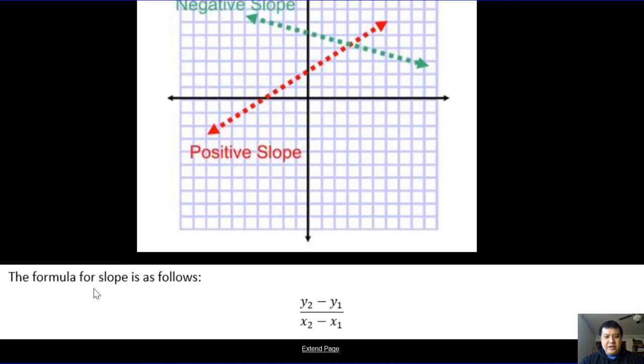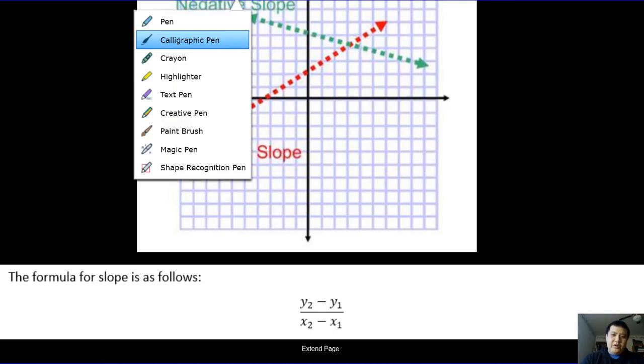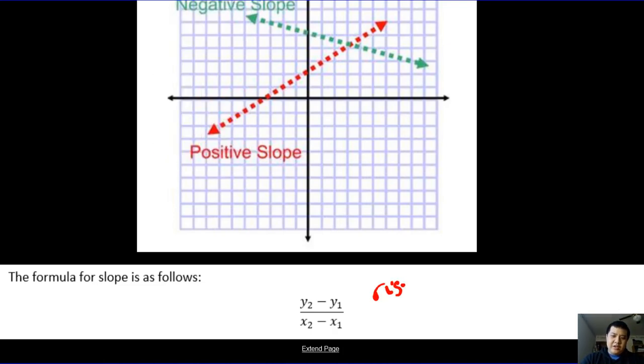As we said before, this formula for slope is y2 minus y1 over x2 minus x1. Again, we talked about this and we called it rise, the change in the y, over run, the change in the x values.